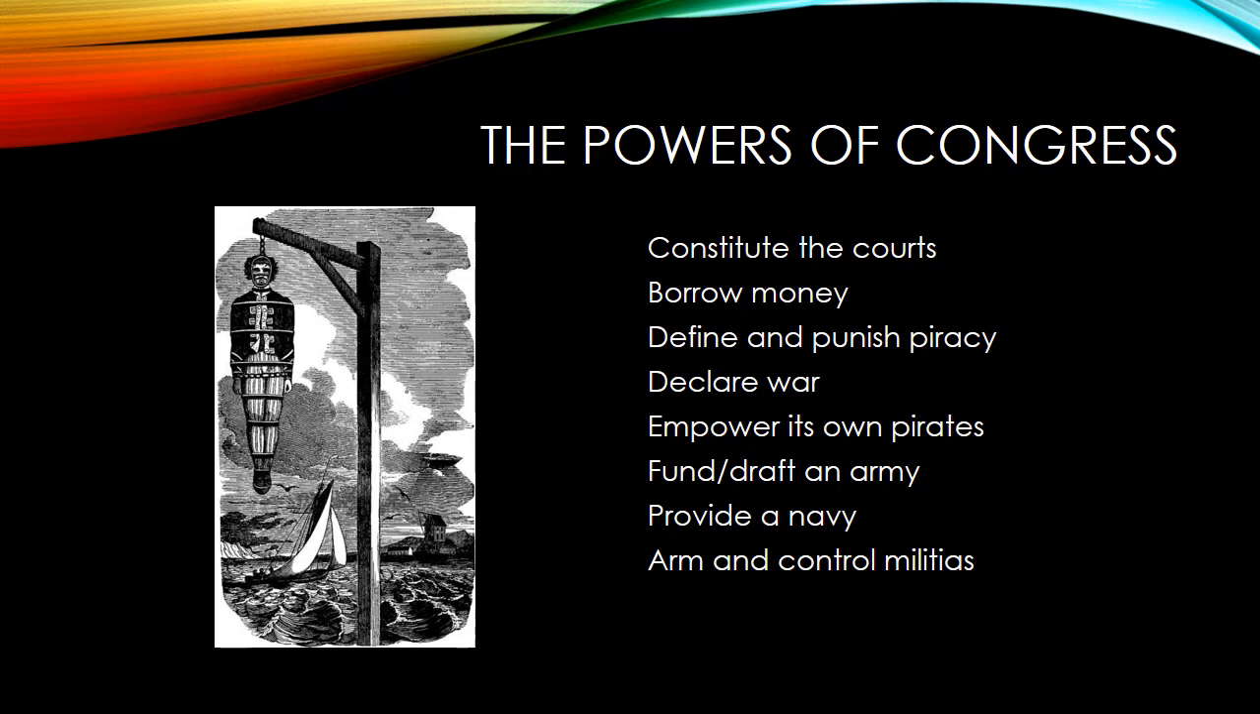Congress had the right to constitute inferior courts, that is, to create those courts, to borrow money by issuing bonds, to define and punish piracy. And on the left there you see Captain Kidd, who was a famous pirate, being gibbeted. What people would do to pirates is to execute them and then hang their bodies in these cages until they decomposed, which was meant to be a method of deterrence for people who might consider piracy because it was so awful.